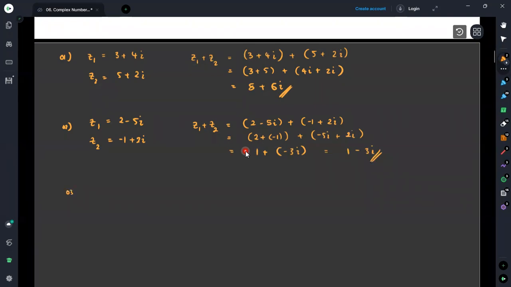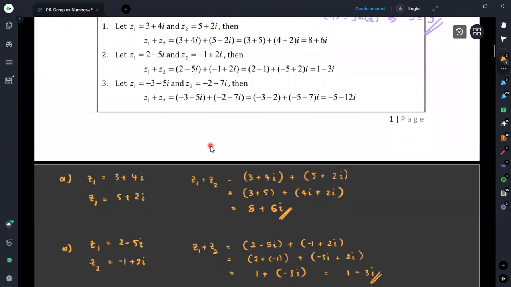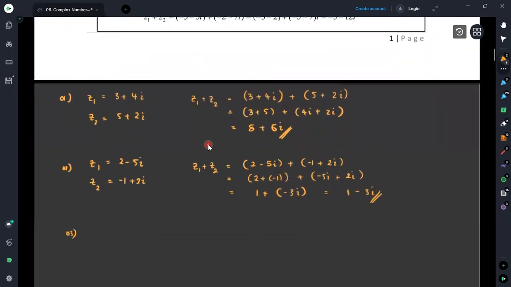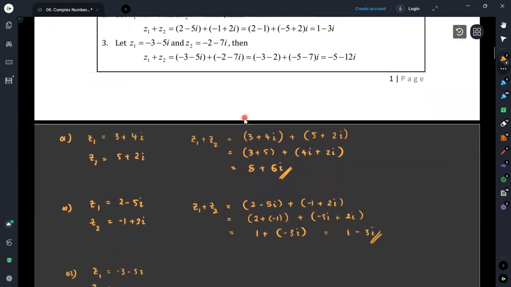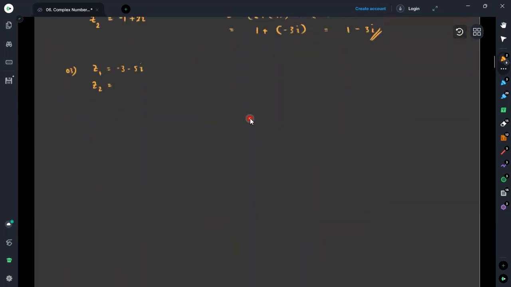Then in the third example, z1 is given as minus 3 minus 5i and z2 is given as minus 2 minus 7i. If we are asked to add these two numbers z1 and z2 together, first we need to write down the numbers. It is minus 3 minus 5i, added to minus 2 minus 7i.